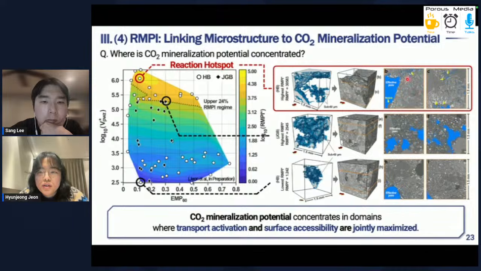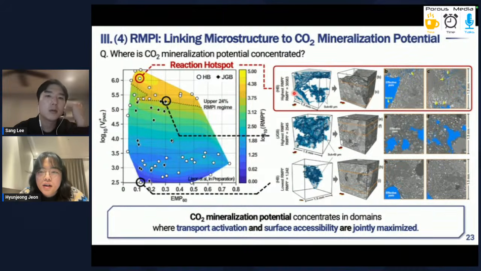Also, as you can see in the high-resolution cross-sections of the Helishady basalt, the nodule structures are strategically formed on the vesicular surfaces where the primary fluid flow occurs. These nodules serve to extend the micropore network, significantly boosting the reactive surface area and contributing to the exceptionally high RMPI.